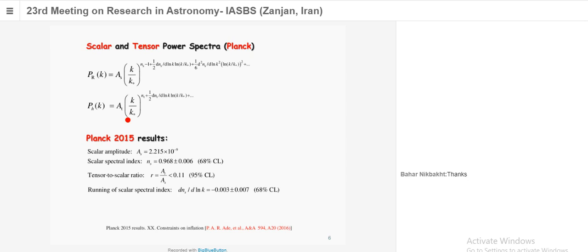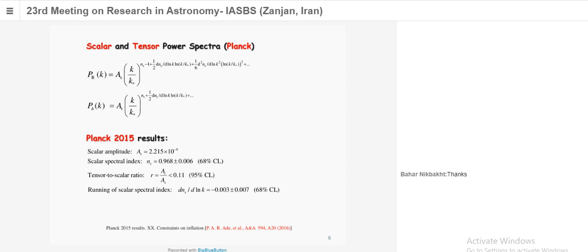A_S and A_T are the scalar and tensor amplitudes respectively. K star is the pivot scale, which is set to 0.05 Mpc^-1 for the scalar power spectrum, and for the tensor power spectrum it is set to 0.002 Mpc^-1. N_S is the scalar spectral index, which measures the deviation of the scalar power spectrum from scale invariance. And dn_s/dlnk is the running of the scalar spectral index. And for the tensor power spectrum, we have n_T, the tensor spectral index.